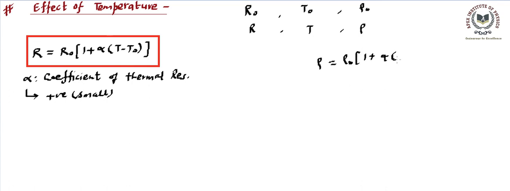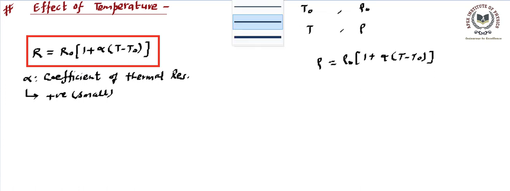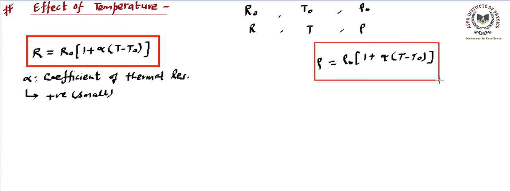Now this delta T indicates T minus T naught, where T naught is the initial temperature and T is the final temperature. Again, we can interpret: if the initial temperature is more, then you'll find the ratio is going to be less than 1, so this final resistivity is less than 1. So when the temperature is more, resistivity will be more, and if the temperature is less, resistivity is going to be less. So we can use this expression in order to find the resistivity and resistance based on temperature.